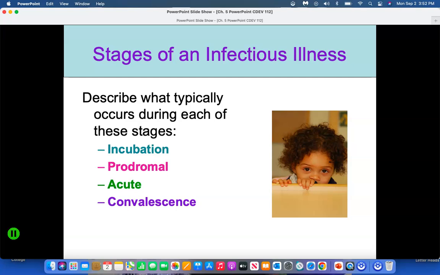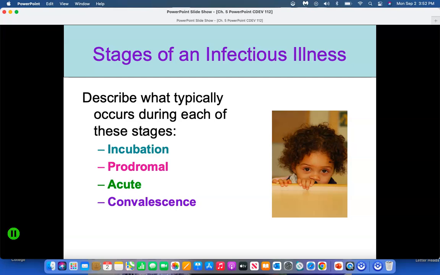Prodromal. That's the first non-specific sign of an infection. So this stage ends when the symptoms characteristic of a particular communicable illness begin to appear. So it's kind of like non-specific signs.